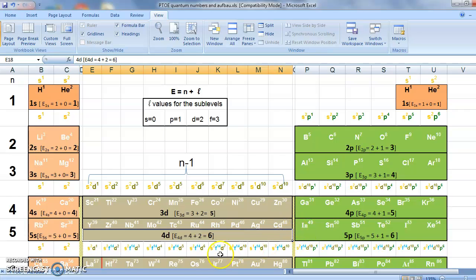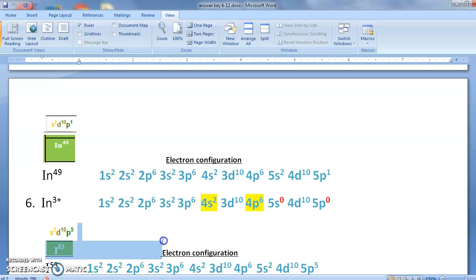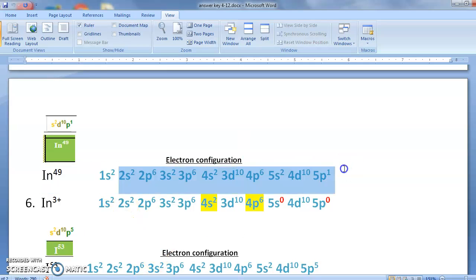So we've got indium all finished. That's indium, not the indium ion. So we've got to go back here. This is indium right up here. Now, how do I know it's indium? I already double checked it. It ended like we thought it should.